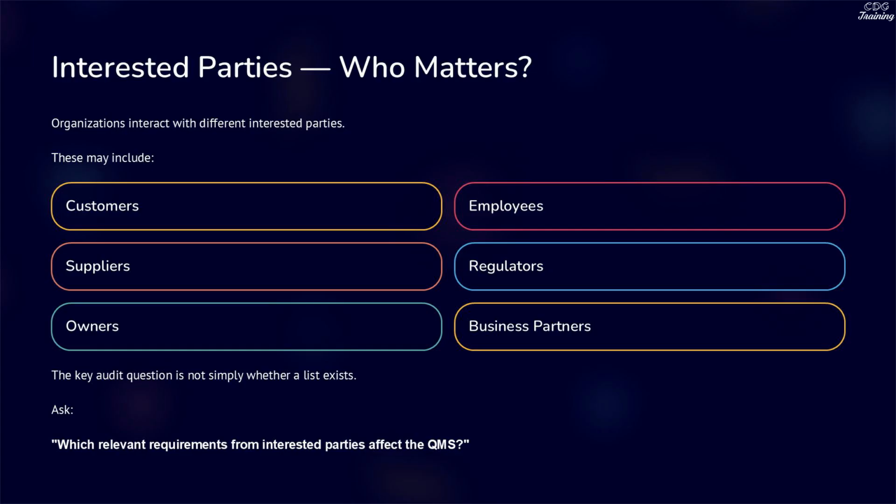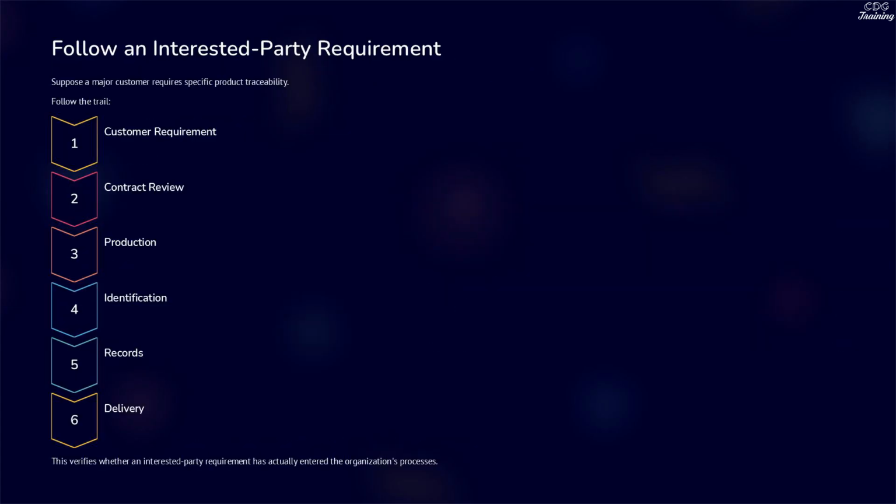Organizations interact with various interested parties, such as customers, suppliers, owners, employees, regulators, and business partners. The key audit question is not just about listing these parties but understanding which requirements from them affect the QMS. To ensure a major customer requirement is met, follow the trail from customer requirement to contract review, production, identification, records, and delivery. This verifies whether an interested party requirement has entered the organization's processes.